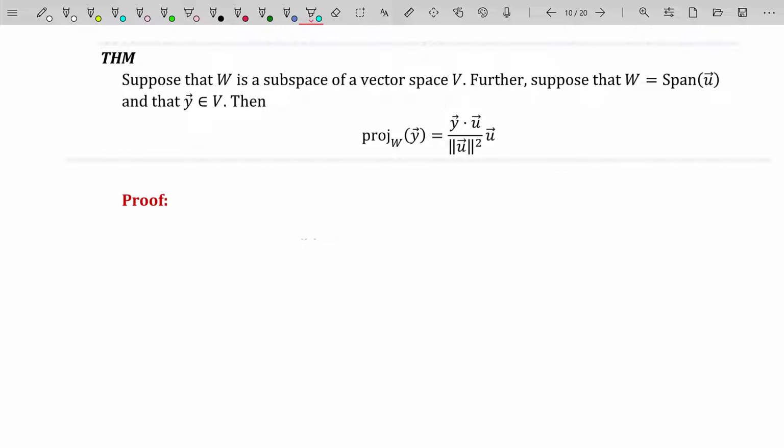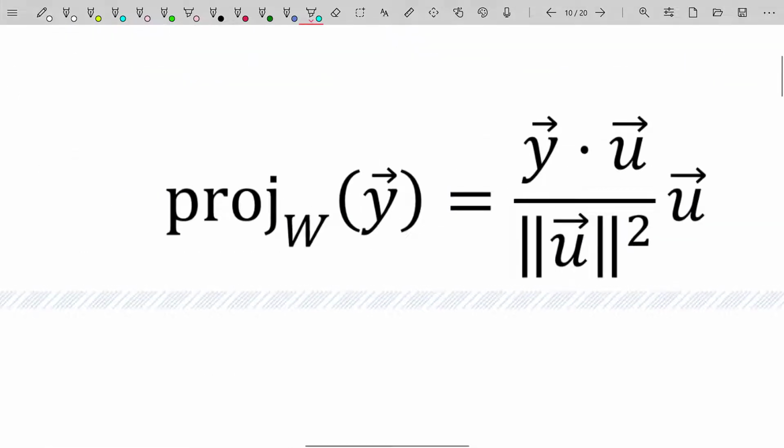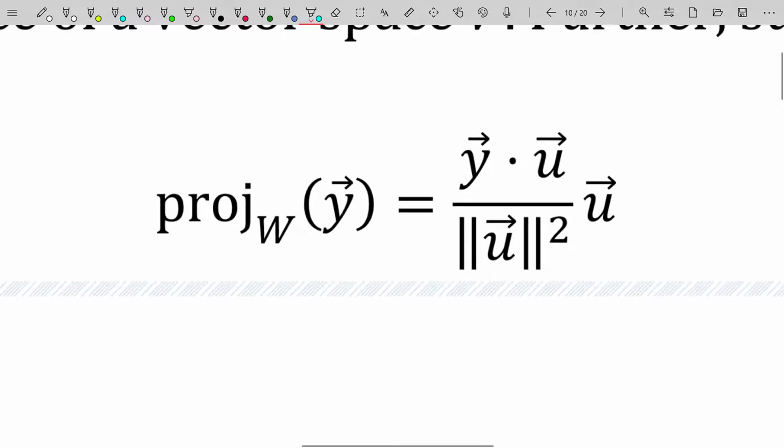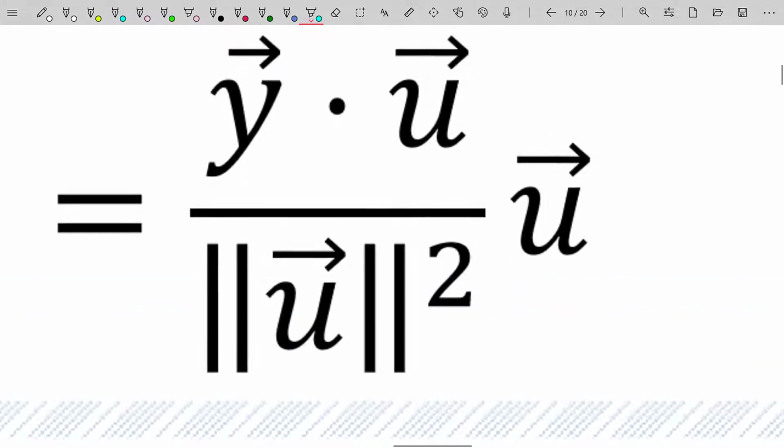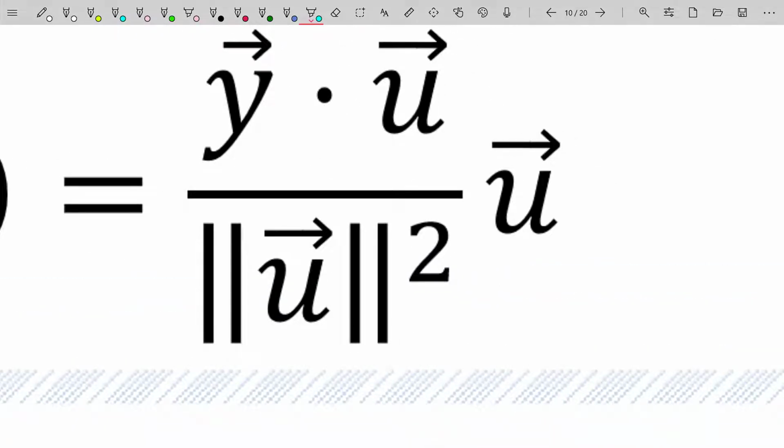Anyway, so if all of that is true, that we have W being a subspace of a vector space V, and that W is just the span of a single vector U, and that Y is in the vector space V, then the projection of Y onto the subspace W, or what we would call the orthogonal projection of Y onto W, is Y dotted with U divided by the magnitude of U squared, then times the vector U.